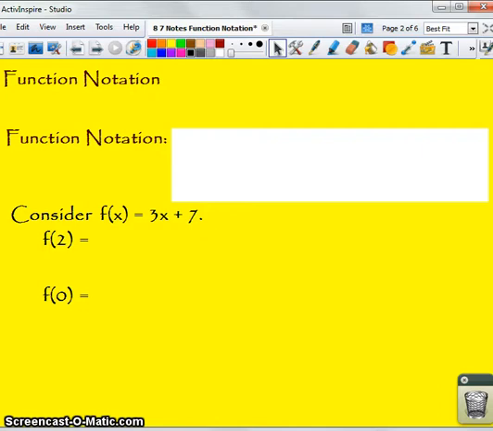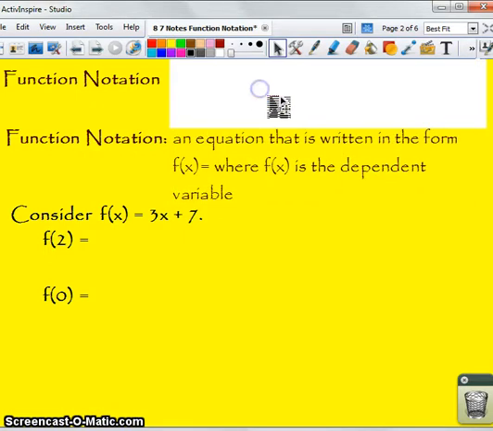We are used to seeing functions in the form of y equals, but now we're going to look at it in the form of f of x. So by definition, a function notation is an equation that's written in the form f of x equals, where f of x is the dependent variable.